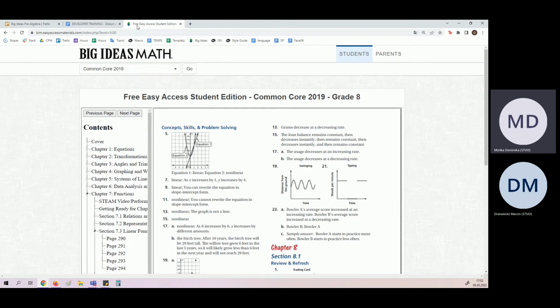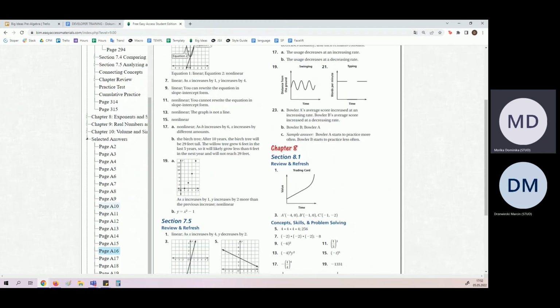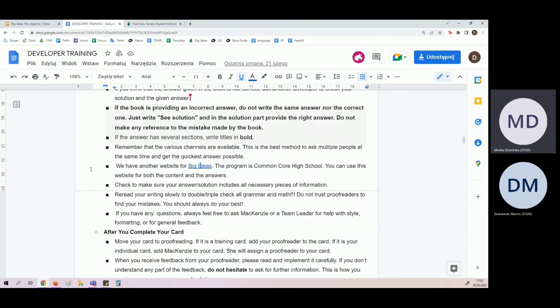Yes, there is also a separate page with answers to Big Ideas, but I think that since they are giving the answers here, it's not really important right now. But anyways, if you ever wonder about some answers to Big Ideas, there is a separate page and someone can give it to you.